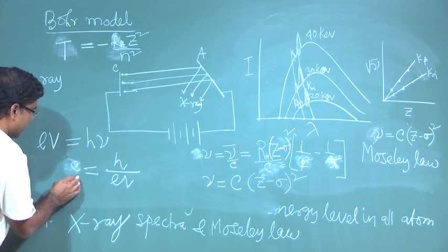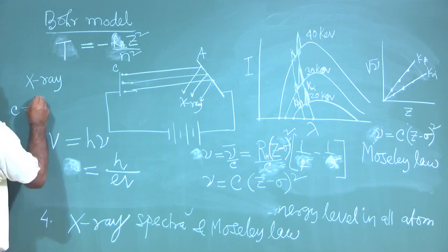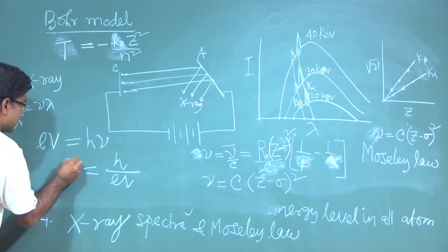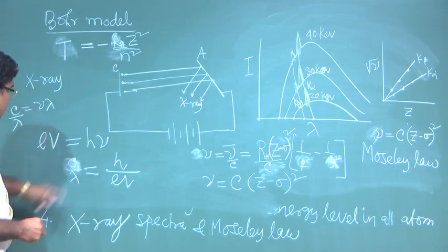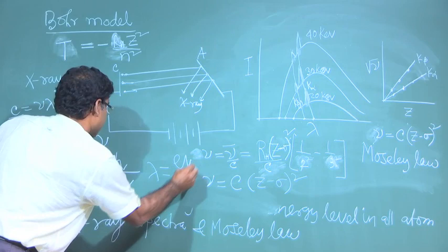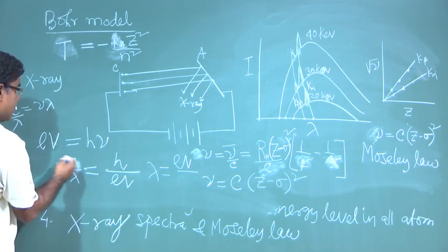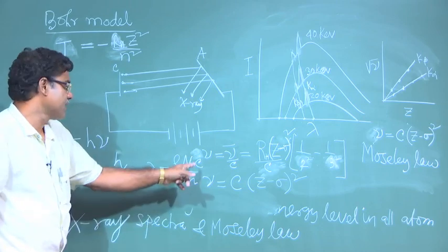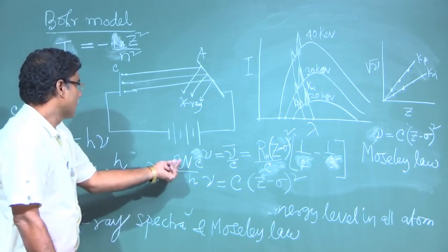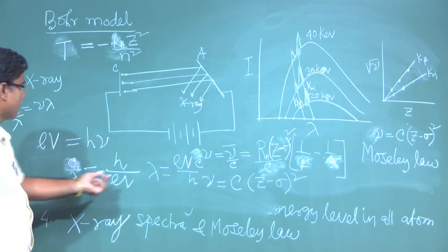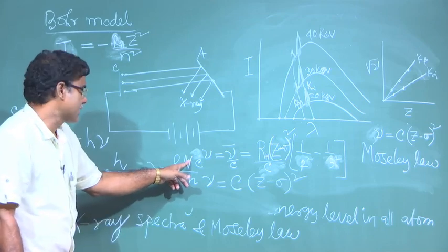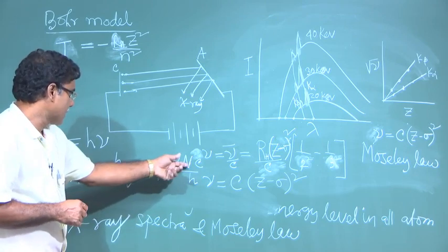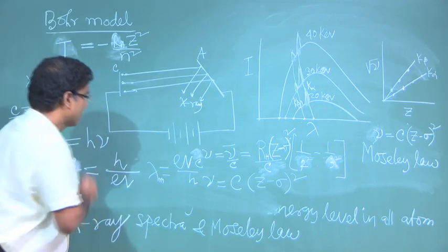And nu is basically c by lambda, since c equals nu lambda. So I will get lambda equal to eV c by h. Here e, c, h are constants, and V is the applied voltage. You cannot get a value lower than this, because whatever the voltage, the whole energy is converted to radiation, so the corresponding wavelength will be the minimum wavelength.